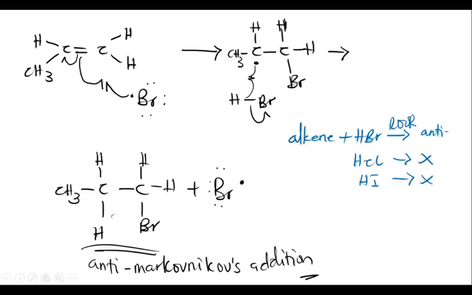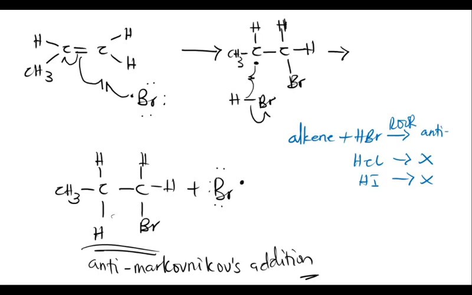Why is it so? This is because the reaction of HCl and hydrogen iodide with alkene is an endothermic reaction. So because it is an endothermic reaction, the reaction does not have the right reactivity for the radical chain reaction to occur.